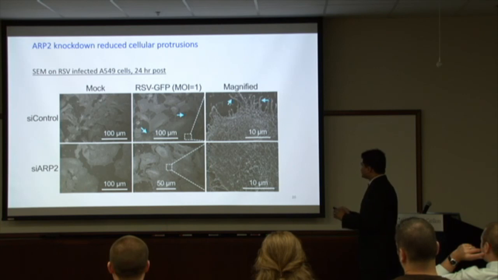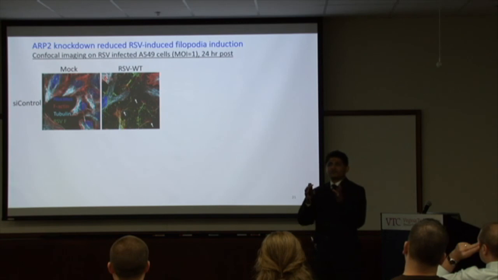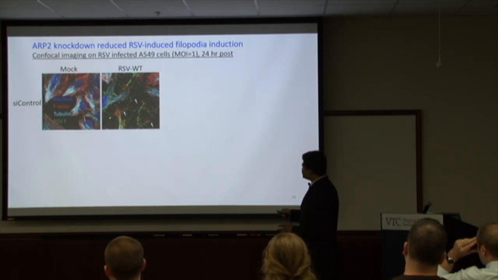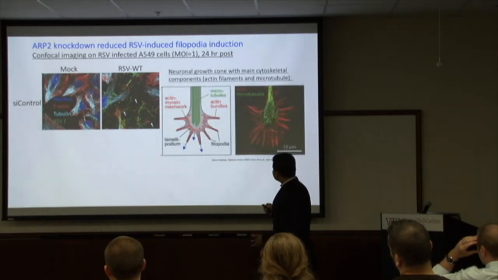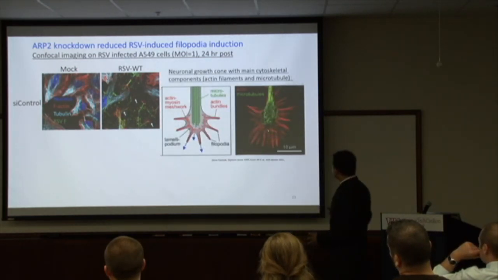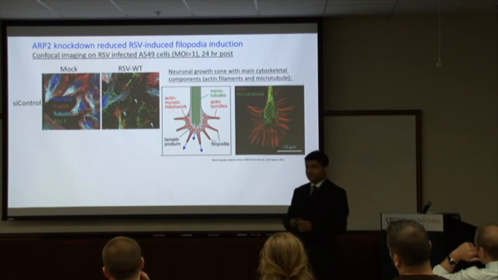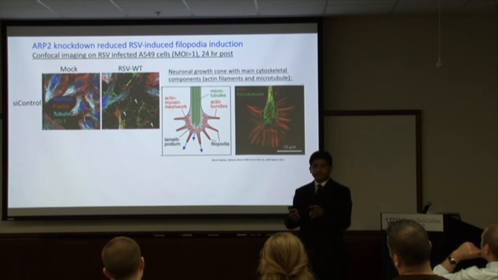So to investigate further whether these are filopodia or not, I used confocal microscopy. What we found is that RSV infection extensively induced filopodia. We can call these filopodia because they are similar to the neuronal growth cone. As you can see, the microtubule is not necessarily in the filopodia, and we also found that filopodia are microtubule deficient. So we call them filopodia based on their size, length, as well as being microtubule deficient.